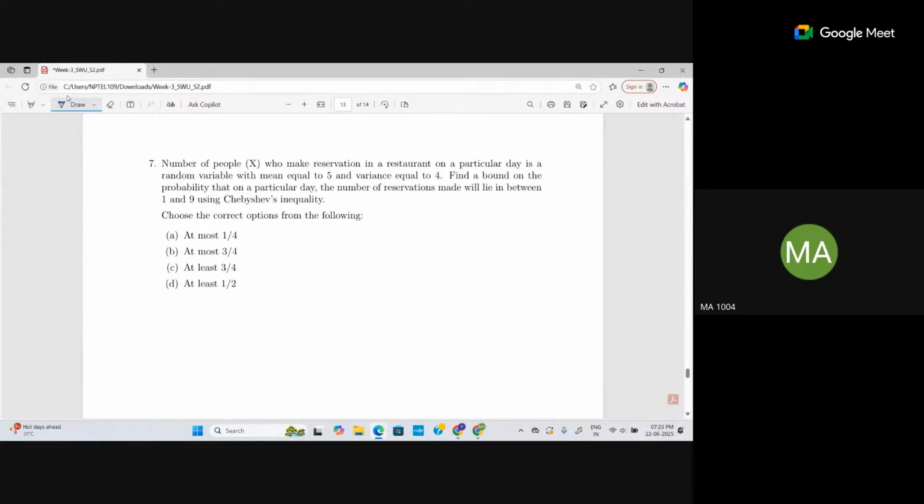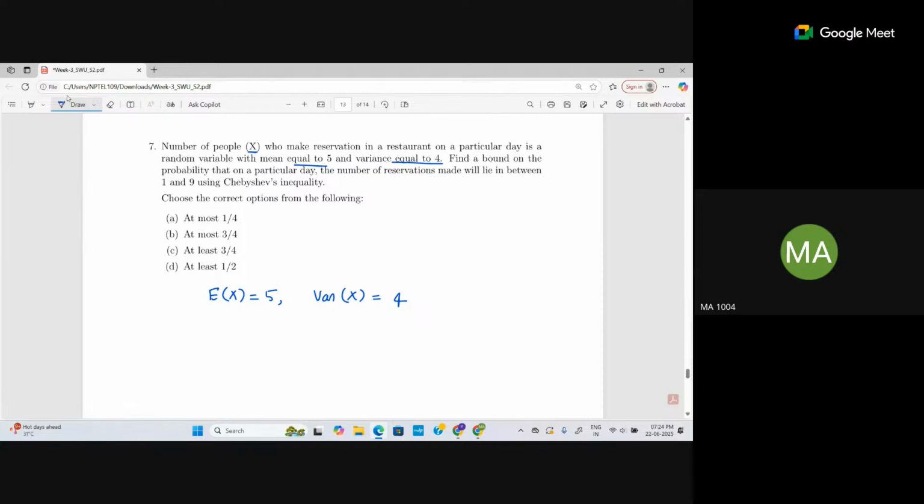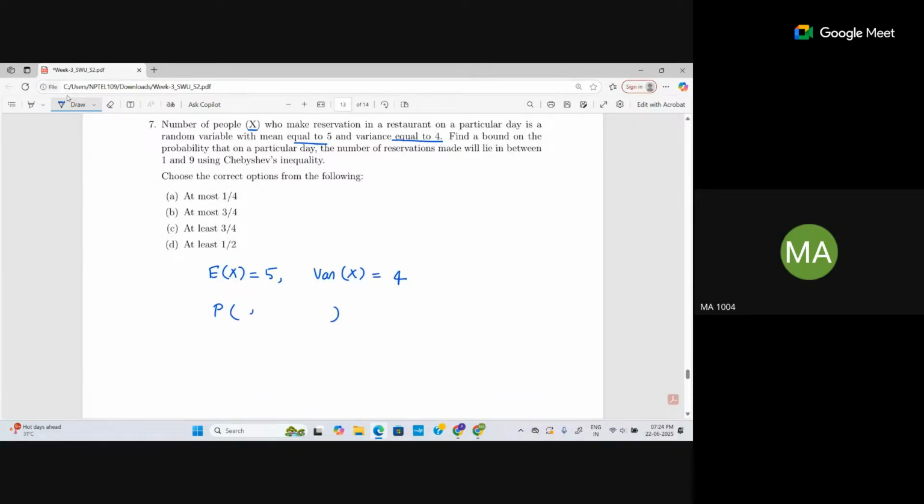Okay, in the question we are given a random variable x with mean equal to 5 and variance equal to 4. So the expectation of x is 5 and the variance of x is 4. The question asks for the probability that on a particular day the number of reservations made will lie between 1 and 9. So x is lying between 1 and 9. This probability we have to find using Chebyshev's inequality.